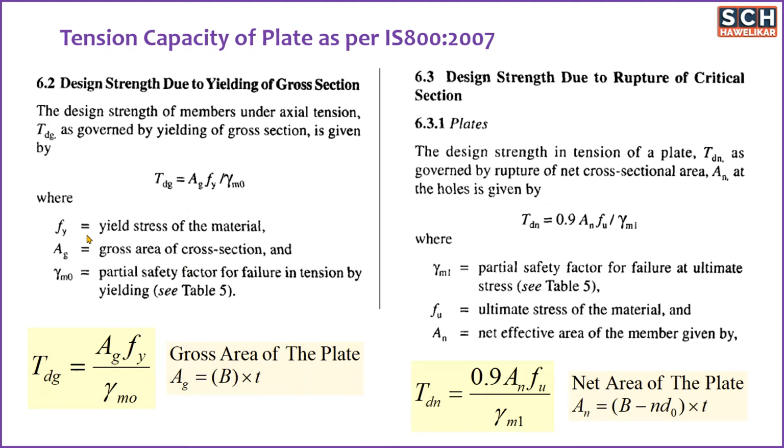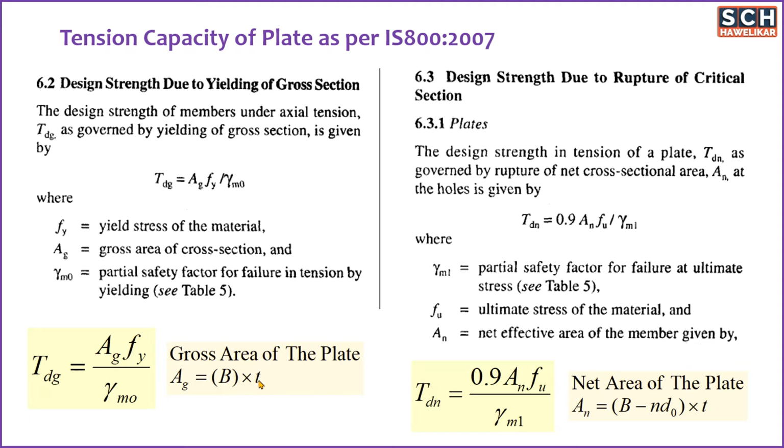Here we know that Fy is the yield stress, Ag is the gross area, and gamma m0 is the partial safety factor. In this case, we don't know the actual section, but when we want to calculate the gross area of the section, and if we are considering it as a rectangular plate, then the gross area will be Ag equals B into T, that is the width of the section into thickness.